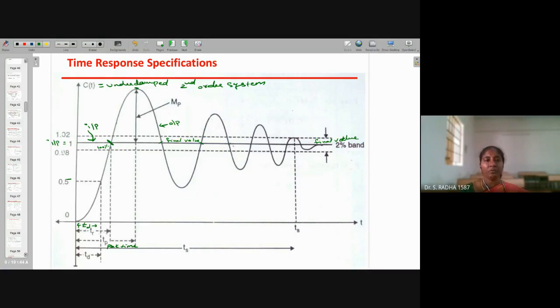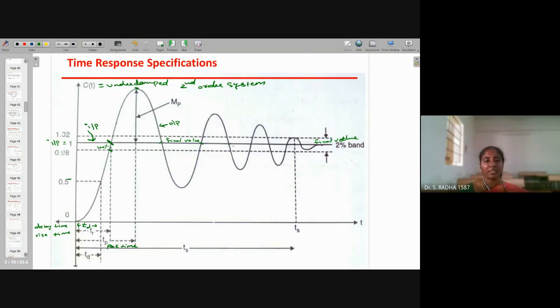Now we have one more thing. Here you can see 0.98. We are having some vertical dotted line here. And it is written TR here. TR means rise time. First one is delay time. Second one is rise time. We are having number of definitions for rise time. 0 to 100%, 10 to 90%, 5% to 95%. We have 3 definitions for rise time. Okay, in the next class we will see that.